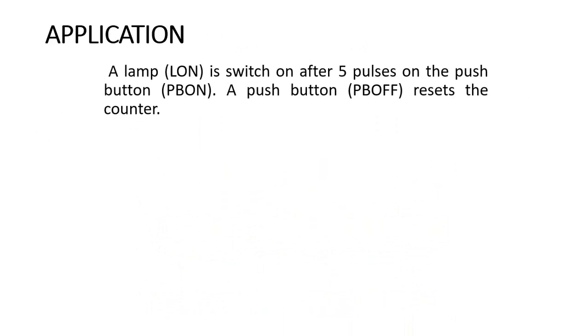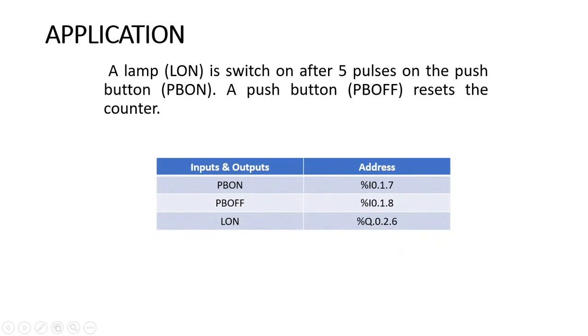Now we are going to design a ladder logic diagram using a counter. The application is: a lamp L is switched on after 5 pulses of push button PB on, and PB off resets the counter. We can take the address of PB on as 07, PB off as 08, and the lamp on at 06. How to manage this application?